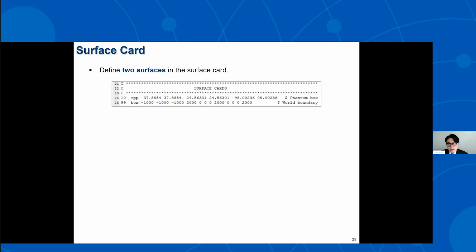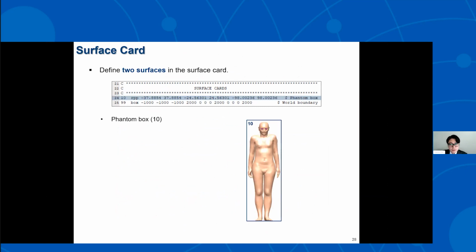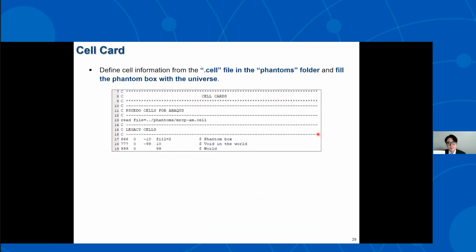In the surface card, we can set the surfaces to be used later in the cell card. In this card, 2 surfaces are defined. The first surface is the phantom box, which encloses the phantoms, and the second surface is the box defining the world, which is the boundary where the particle is no longer transported. Using these surfaces, the cells are defined in the cell card.